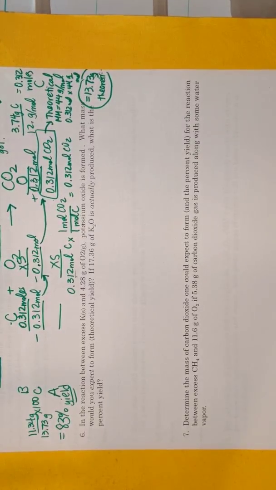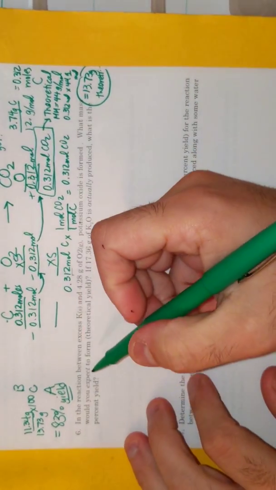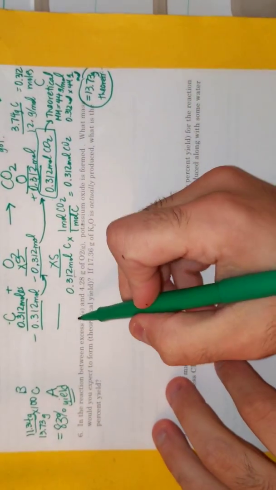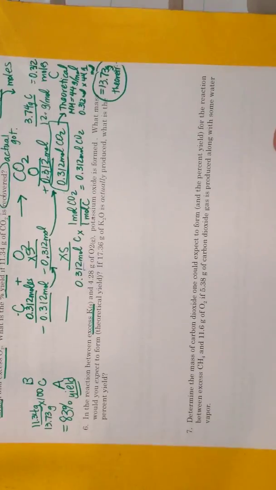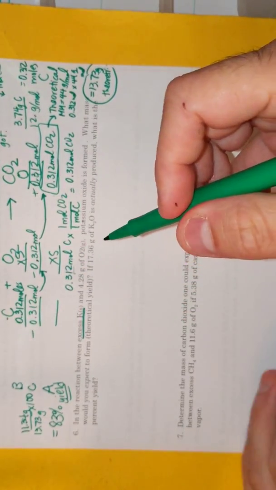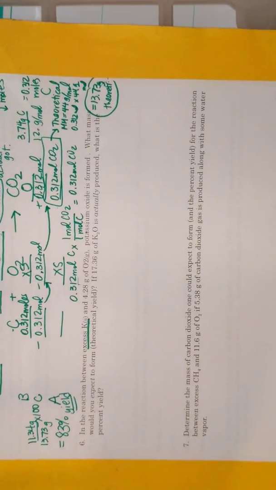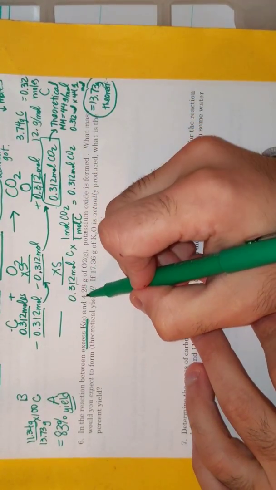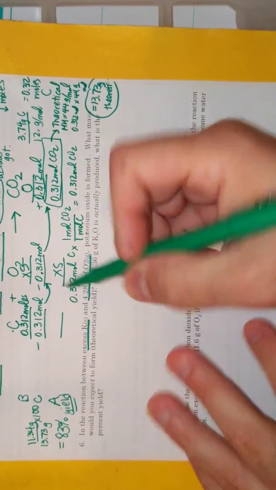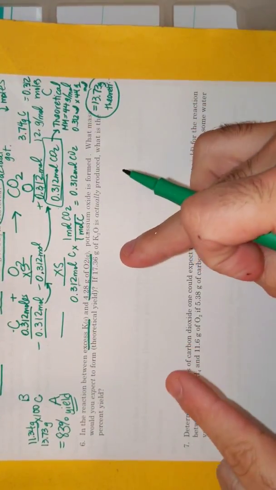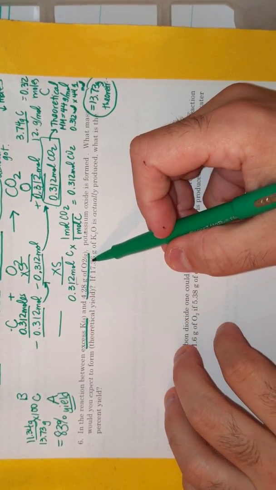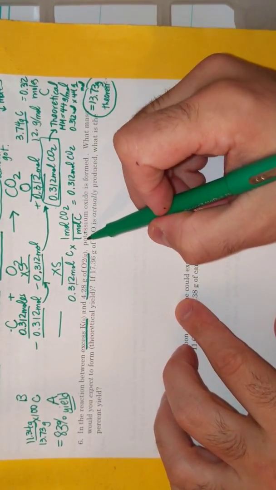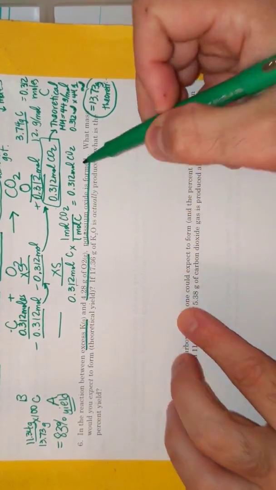All right, honors chemistry. Here's another percent yield example. So let's do number 6. It says, in the reaction between excess K, it's nice that it's already telling me that it's an excess, and 4.28 grams of O2, so they react. In the reaction between these two, that means those are reactants. Potassium oxide is formed.